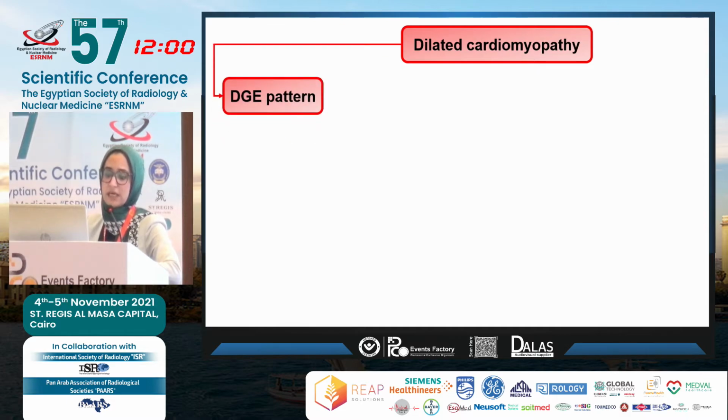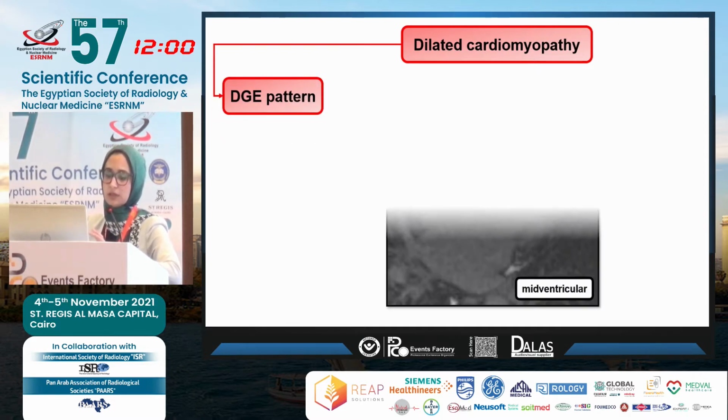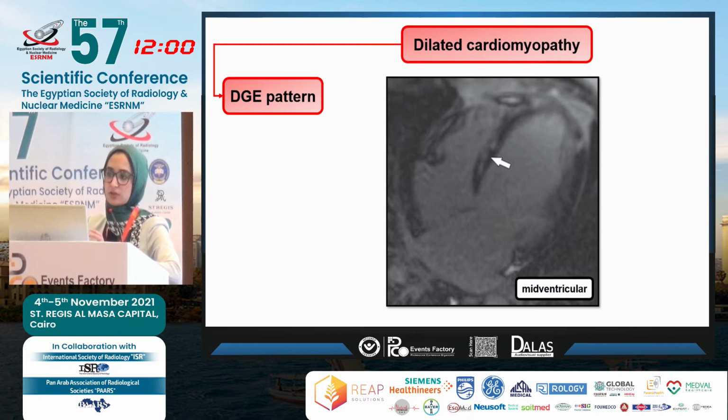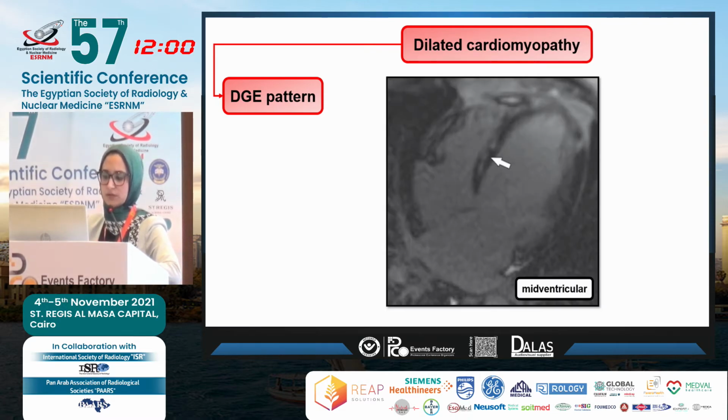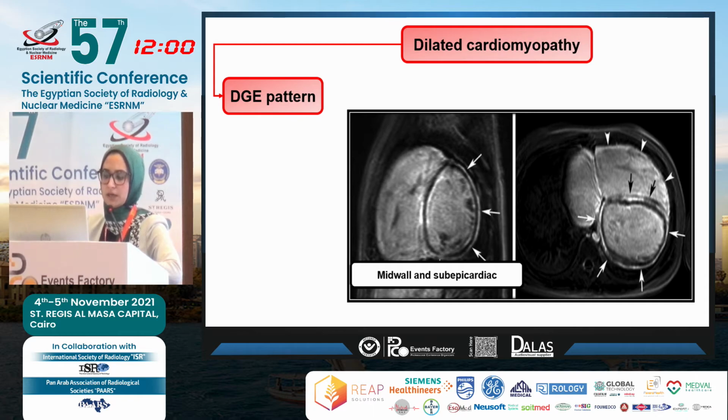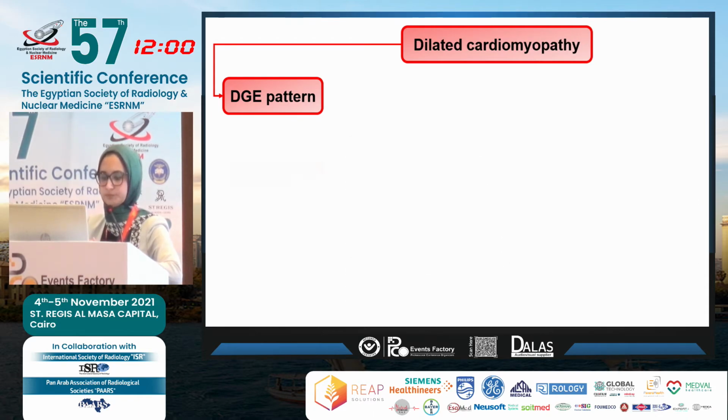In cases of DCM, you need to focus on the delayed gadolinium enhancement pattern, because many cases of dilated LV can actually be secondary to ischemic pathology. So you need to differentiate whether there is an ischemic pattern of delayed gadolinium enhancement or the primary DCM pattern. As you see here, there is mid-ventricular fibrosis, which goes more with primary dilated cardiomyopathy. And this is another case showing subepicardial enhancement as well.